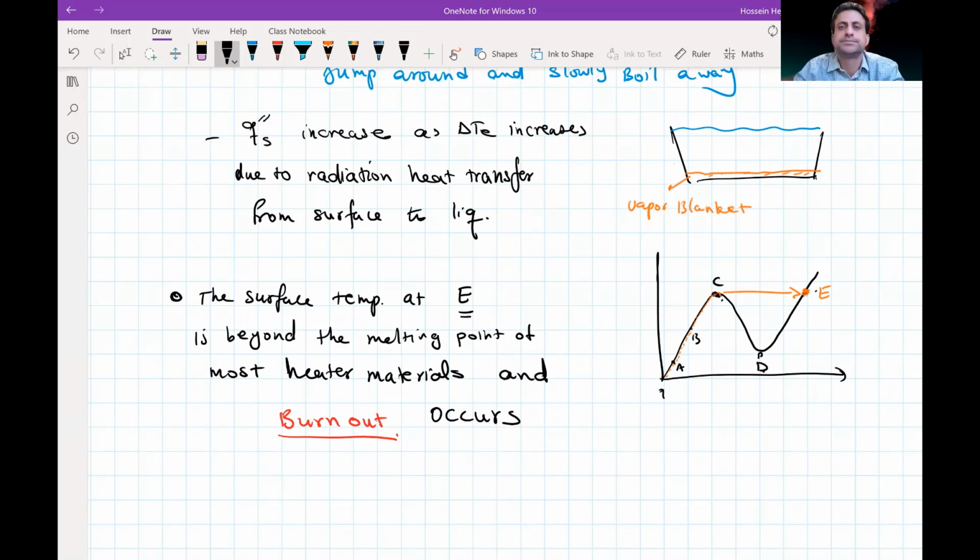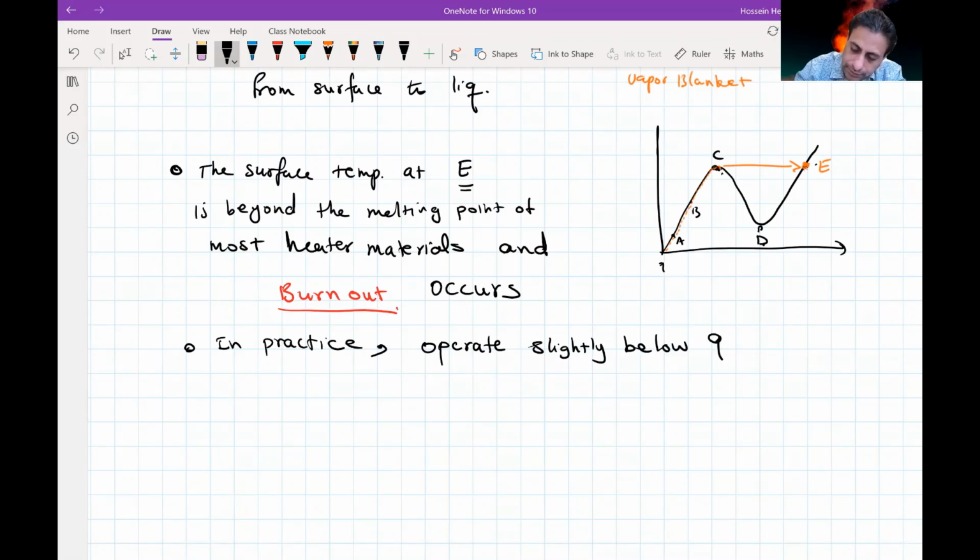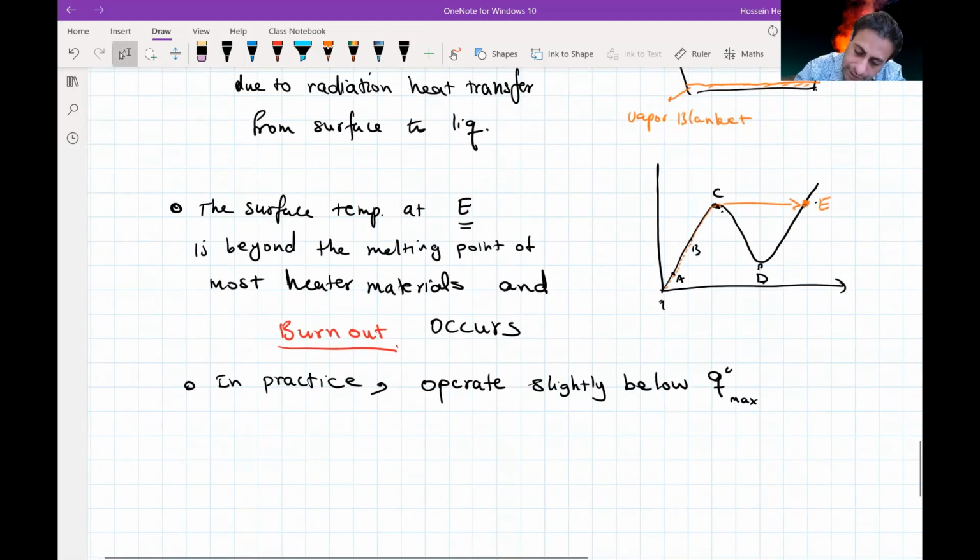So in practice, we generally operate slightly below the maximum flux point. So we are operating slightly below this point C, q" versus ΔTe. So it's very important to know what the q max is that we can get.